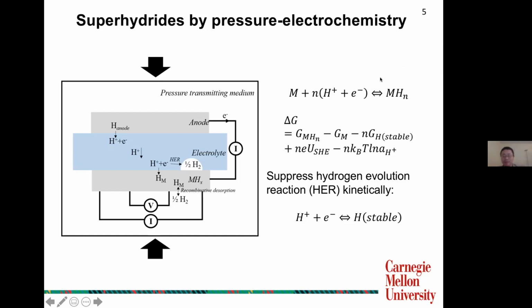You can see the Gibbs energy of this reaction can be written as a function of the electron potential and the hydrogen ion activity. So in this process, we should kinetically suppress the hydrogen evolution reaction. At the interface, the hydrogen ion may recombine with the electron to form hydrogen. So we want to kinetically suppress this, and this actually is a very extensively studied topic in electrochemistry. So we may leverage the knowledge in electrochemistry to solve this problem.